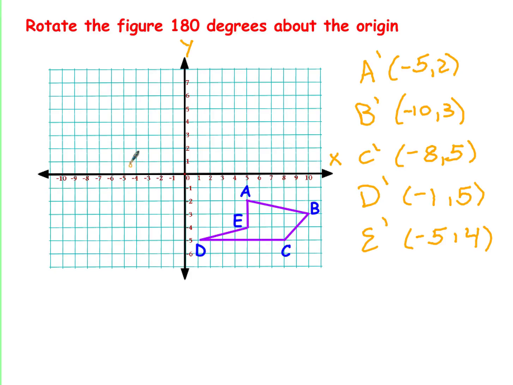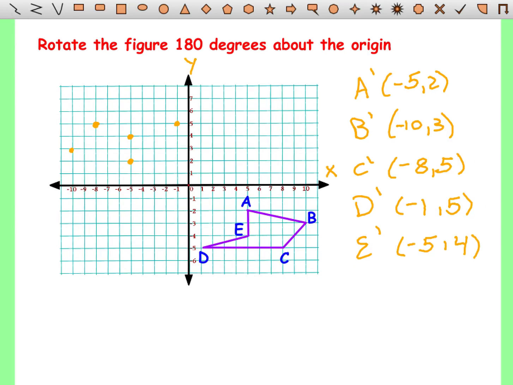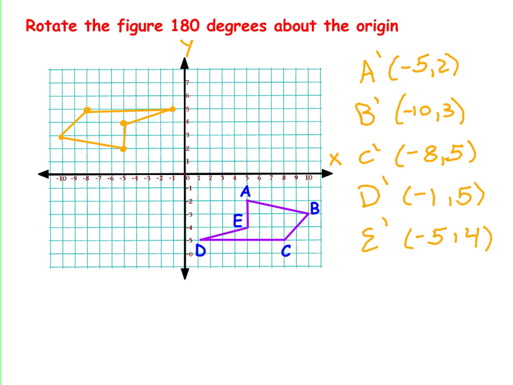So -5, 2. There's A. -10, 3. There's B. -8, 5. -1, 5. And -5, 4. Okay, and then again, we can connect those dots. Connect those points. And there's my new image. Okay, and of course, yes, we should be labeling our points.